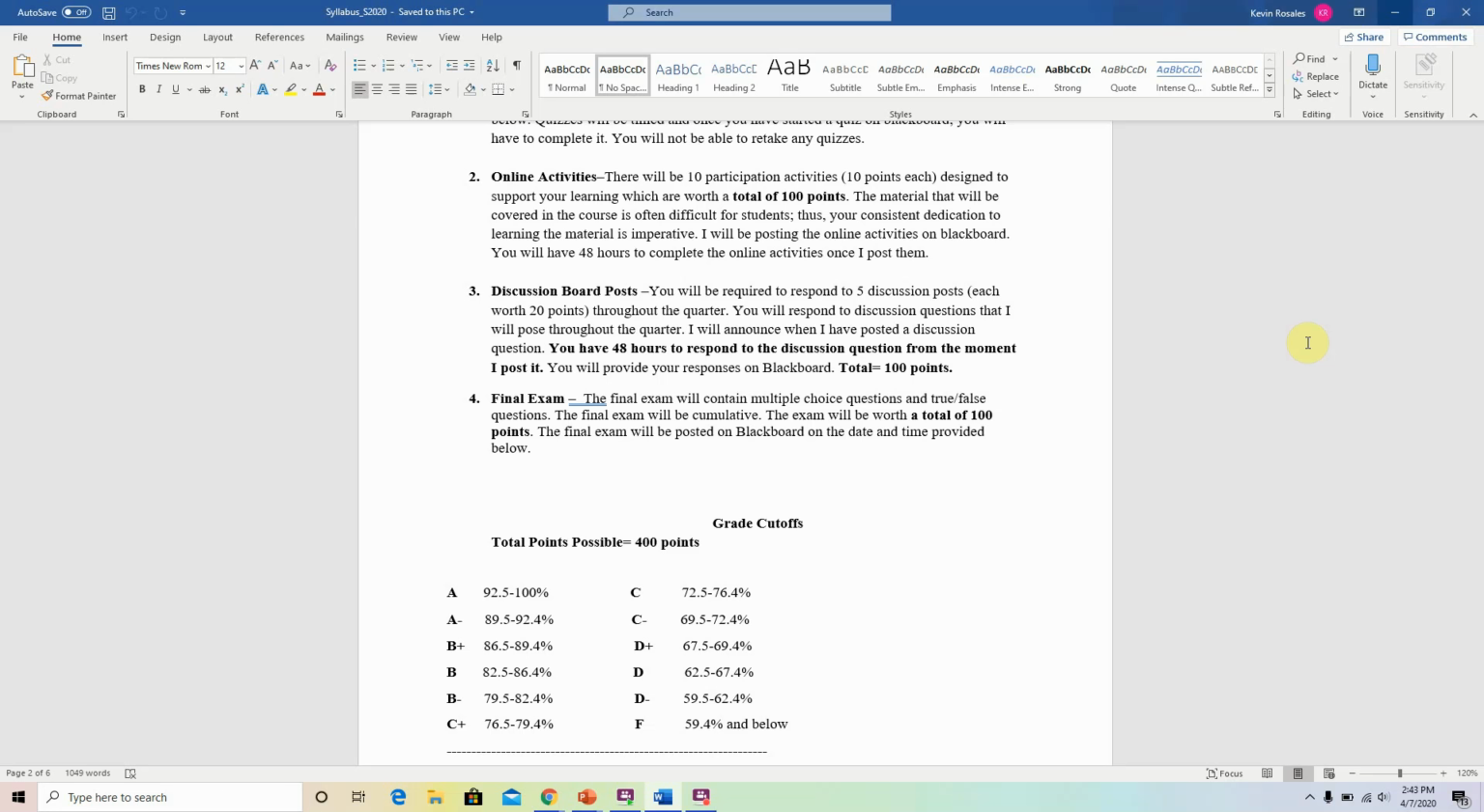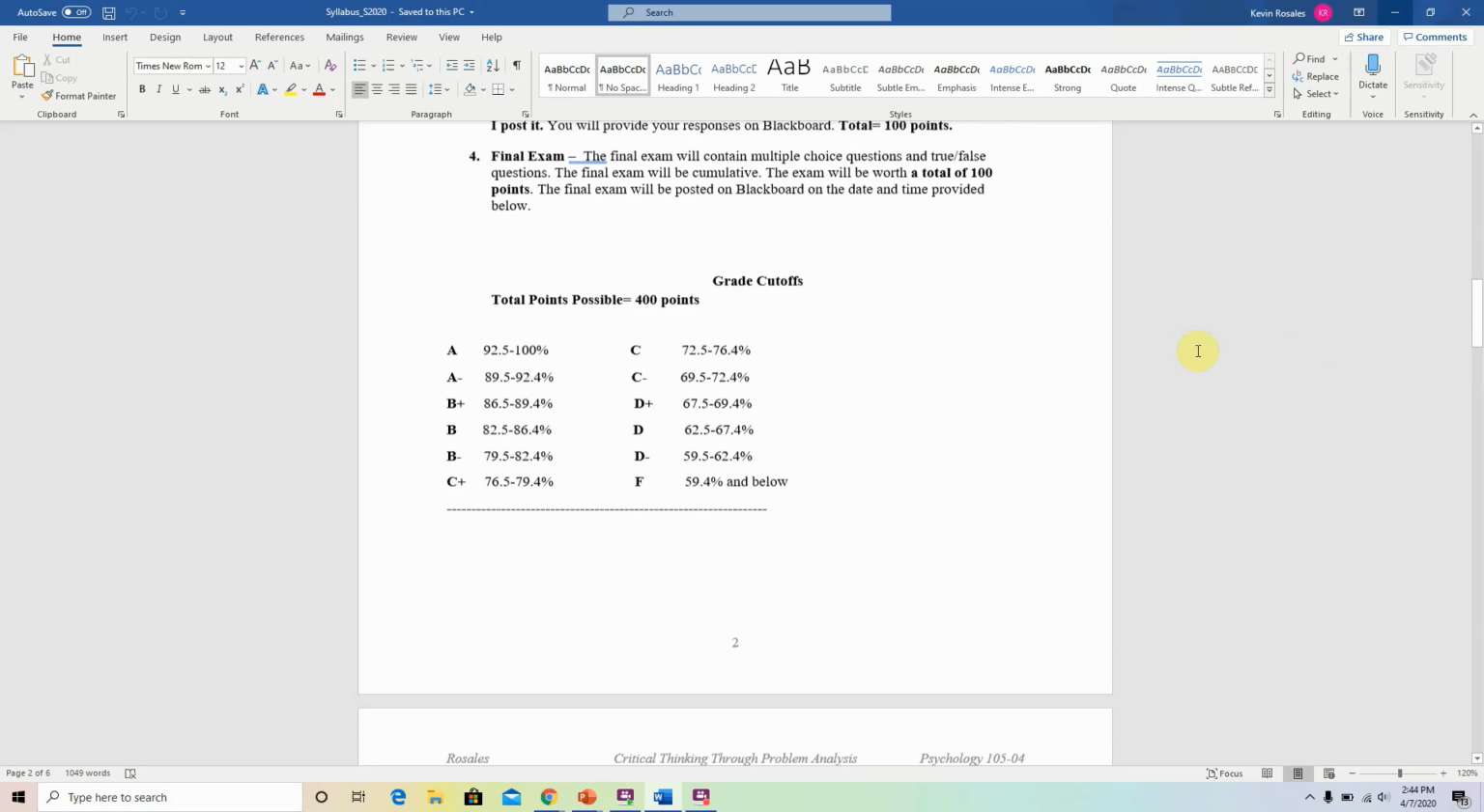So just make sure to keep that in mind. And lastly, the final exam. The final exam will also be on Blackboard on the date provided below. The final exam will be cumulative, meaning that there will be questions on the final from chapters 1 through 10. But please do not worry about that at this point. I do give thorough final exam reviews, so I will provide a recording of what you need to know for the final exam. So don't stress out about that now. A lot of people tend to do well on the final.